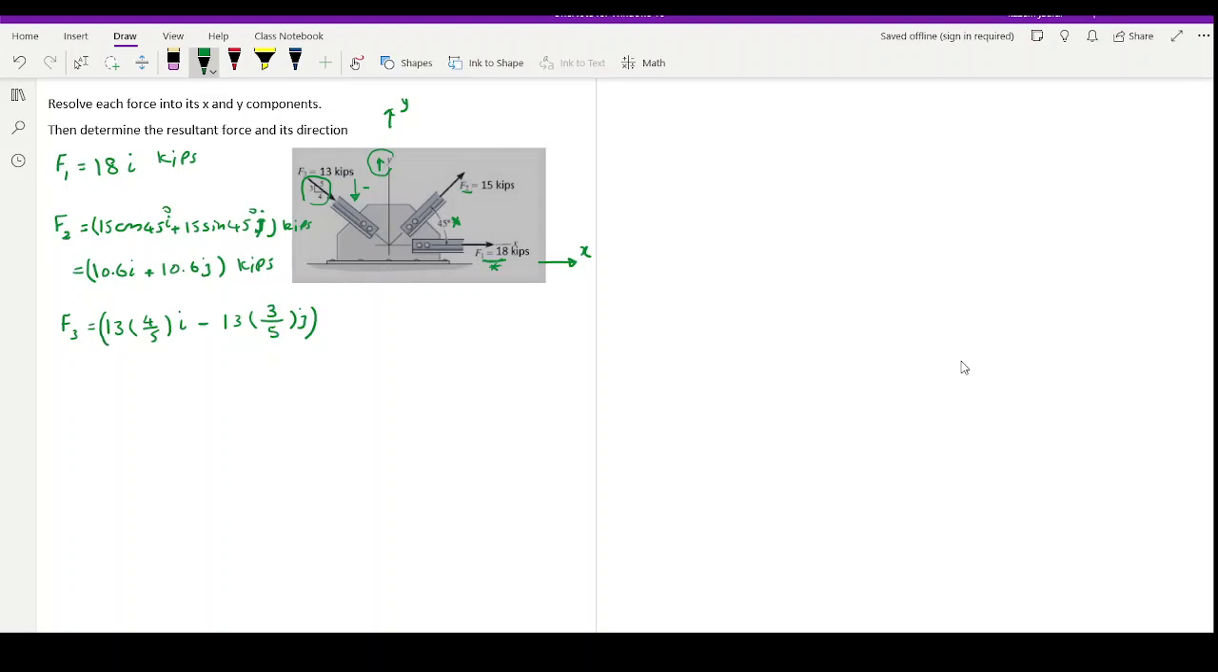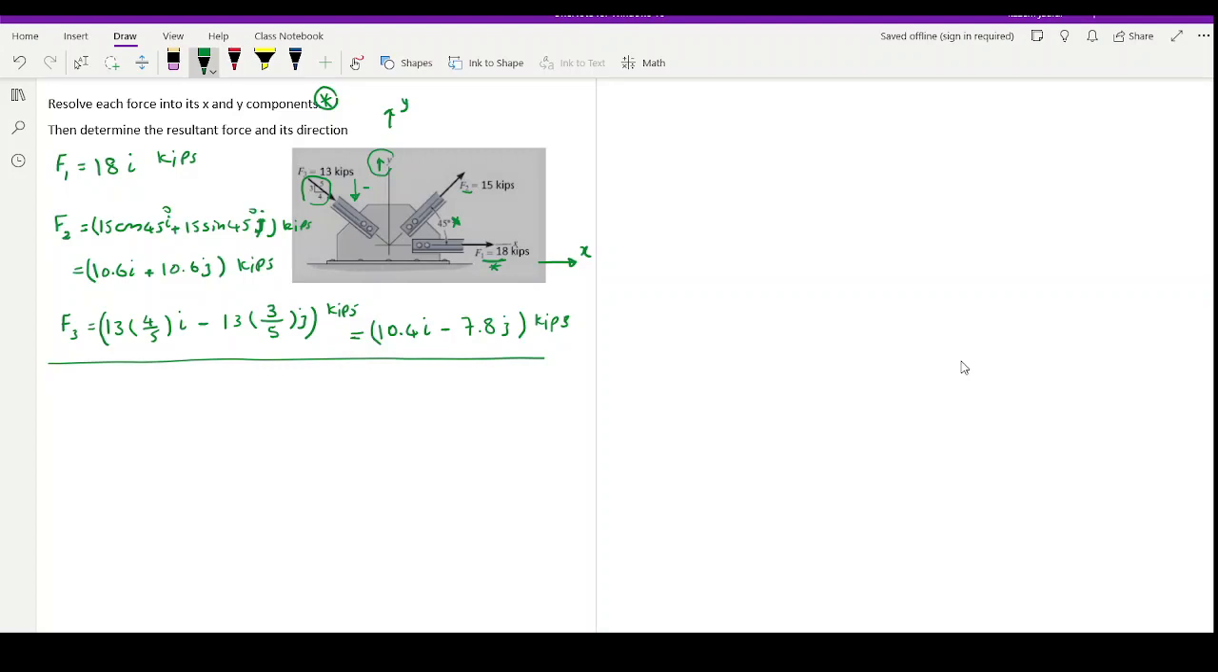And I put this inside parentheses. Again, I have not forgotten this kips. I'm writing it in front of it. And if you solve this, it's going to give us 10.4i and negative 7.8j. Again, write this kips in front of it so that we know that it's in thousands. Now I have F1, F2, and F3 and each one's components. So I have solved the first part of this problem. You see that it's so easy. You have to just write each force in x and y components.